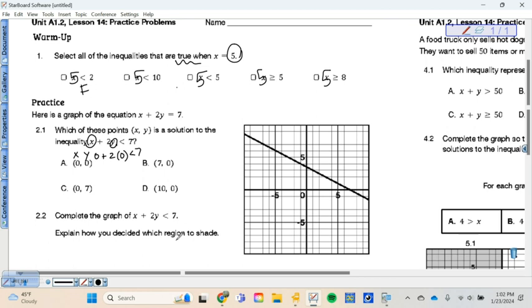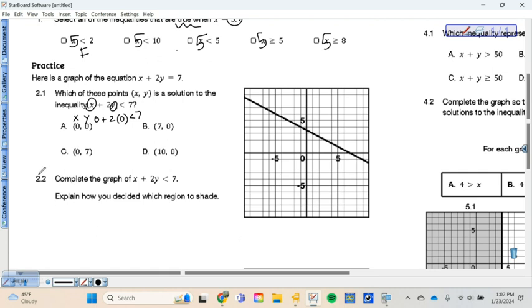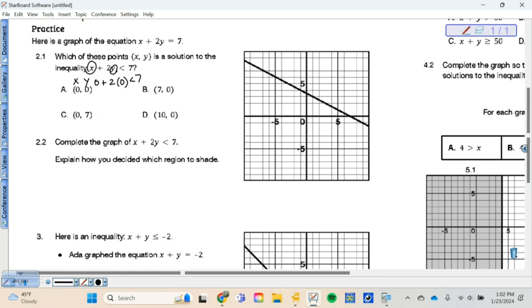Once you figure those out, you're going to find some of them are solutions and some of them are not. And you want to look at the graph and think, which side of the graph do I want to shade, depending on what you find out from here. See what you can remember from yesterday. And then in 2.2, decide how you're going to shade the graph.